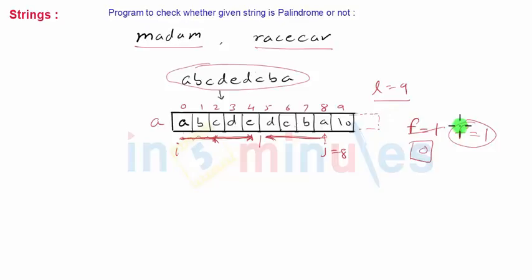And when the loop stops, there will be two states of f. Either f will be 0 if there's a mismatch. Now this logic we'll be implementing here.